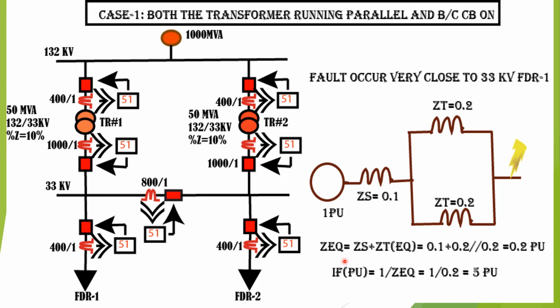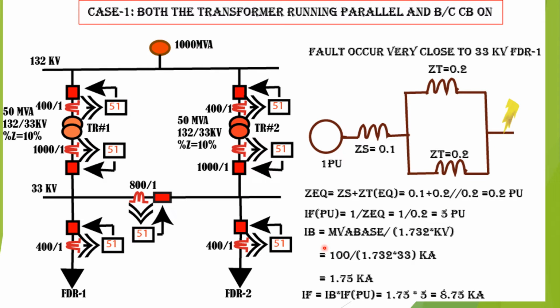So Z equivalent comes as Zs plus ZT equivalent. So ZT equivalent is 0.2 connected in parallel with 0.2, so here it comes as 0.1. So Z equivalent comes as 0.1 plus 0.1, that is equal to 0.2 per unit. So fault current at the 33 kV bus in terms of per unit comes as 1 divided by Z equivalent, which is equal to 1 divided by 0.2, which is equal to 5 per unit. So this is the value of the three-phase symmetrical fault at the 33 kV bus.